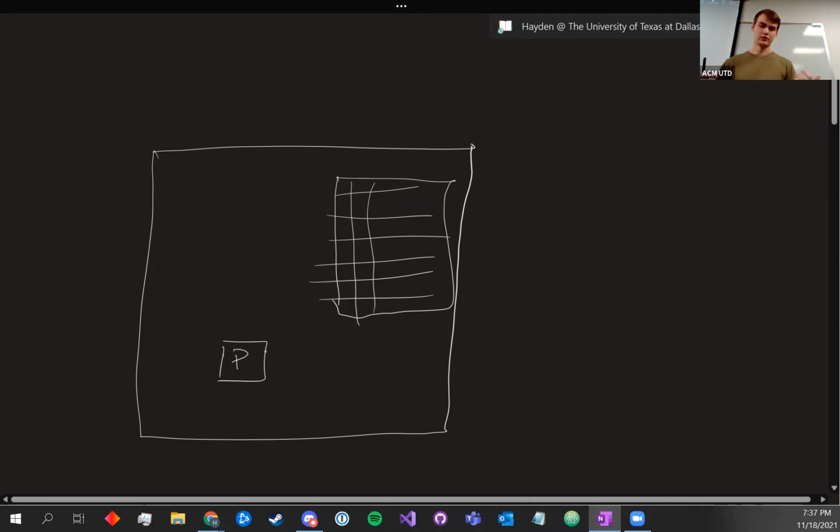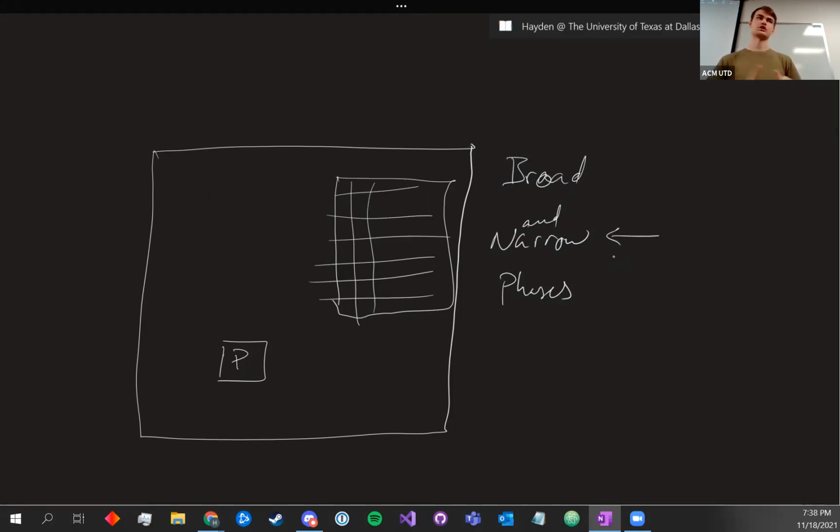Well, there are 2 components to any sort of algorithm like this. They're called the broad and narrow phases. The narrow phase is when you get down to individual things. For each brick square, we will check that against our player and do some math to make sure the collision doesn't happen, or resolve the collision if it already has happened.